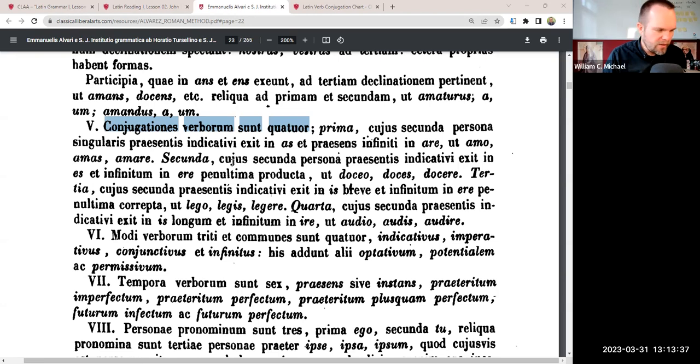So real quick quiz on chat. How many declensions of nouns were there? Think. Yeah, good. 5. Very good. All right, great. So there are 5 declensions of nouns.